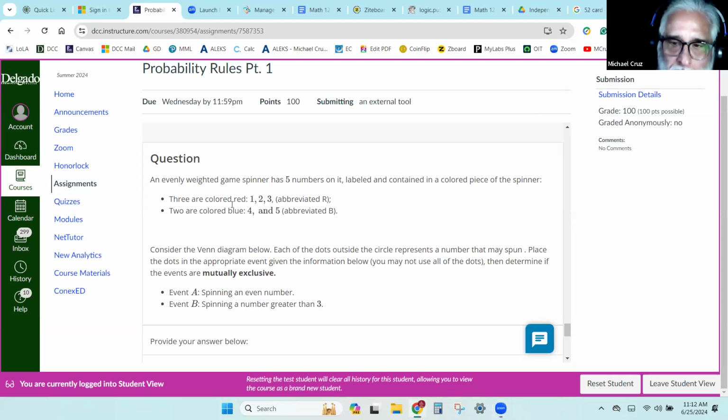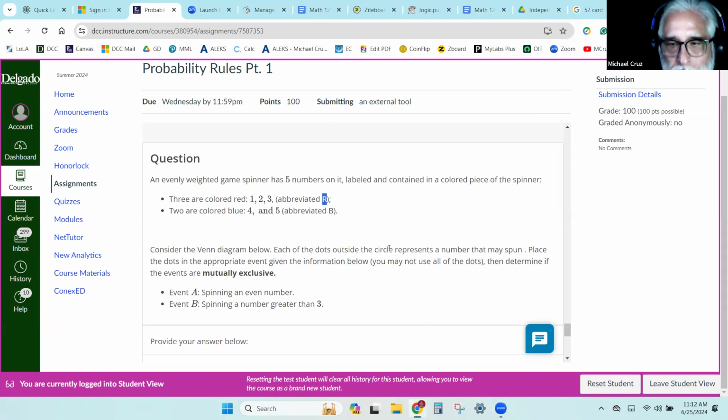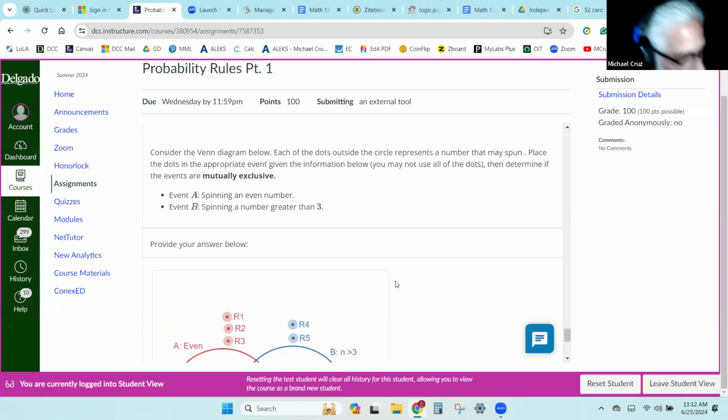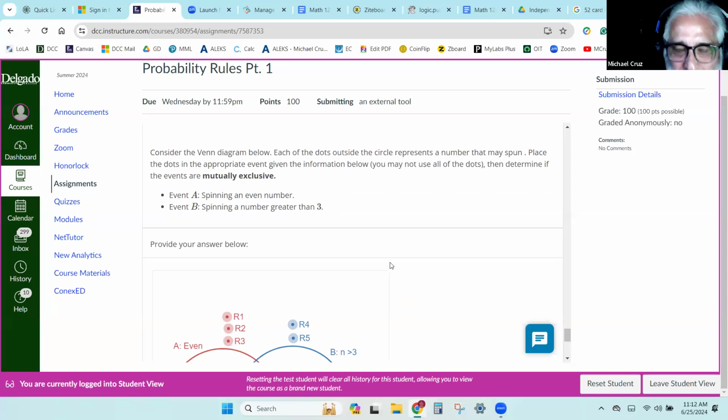So there are 3 colored red, 1, 2, and 3. And then the blue is 4 and 5. So B and R. Okay, consider the Venn diagram below. Each of the dots outside the circles represent. Oh, this one's a pain in the neck. But watch me.